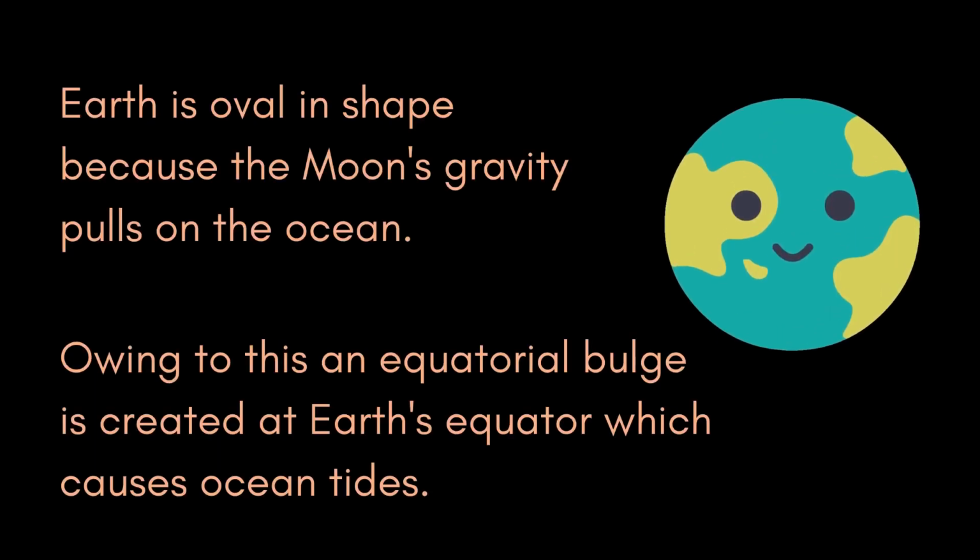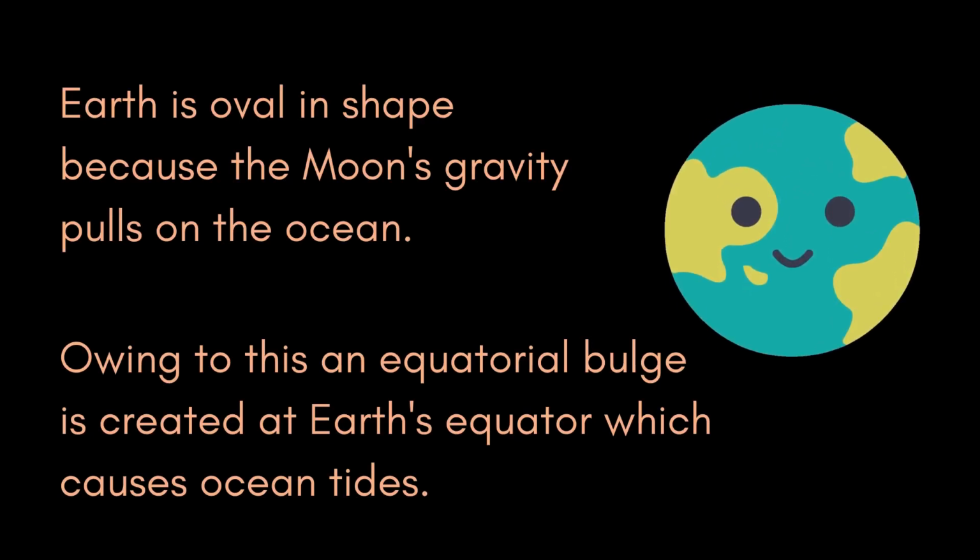Earth is oval in shape because the moon's gravity pulls on the ocean. Owing to this, an equatorial bulge is created at Earth's equator, which causes ocean tides.